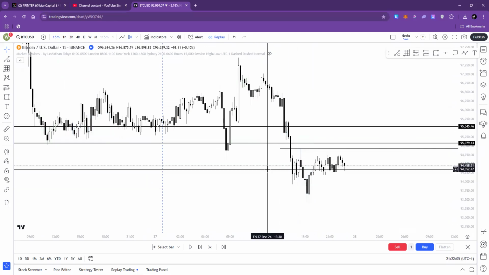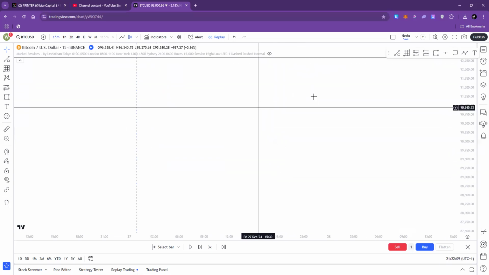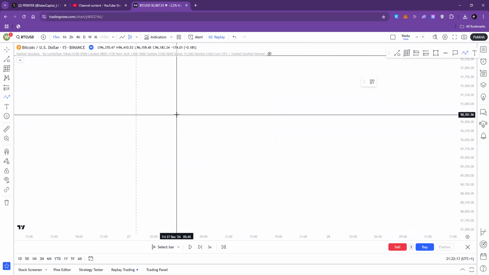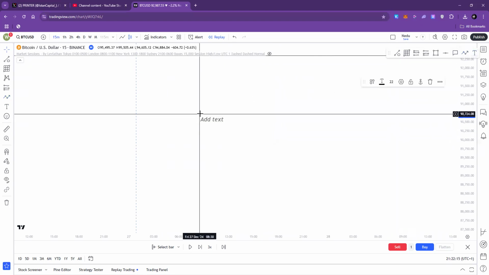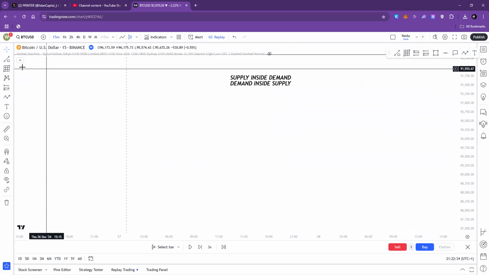Now, if you are new to flip zone entries, it's basically this, right? Flip zones are what? Supply inside demand, or demand inside supply. This is as easy as I can put it.